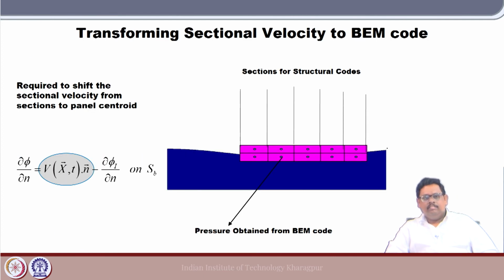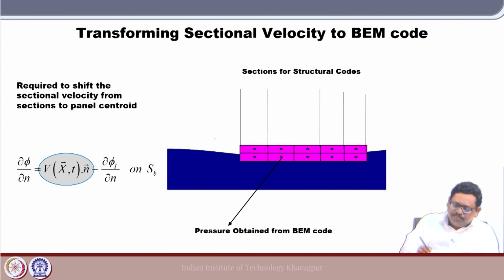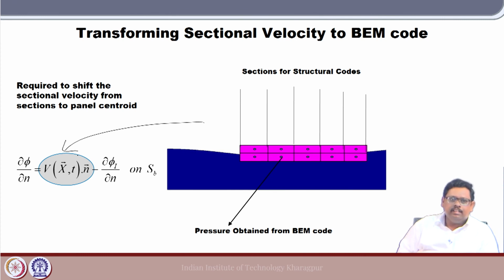So this is the problem, as I said. For each panel I have to apply this boundary condition, Vxi. So this velocity I must know at the panel centroid. However, I know this value at the sections. So how do I shift this velocity from the sections to the panel centroid?